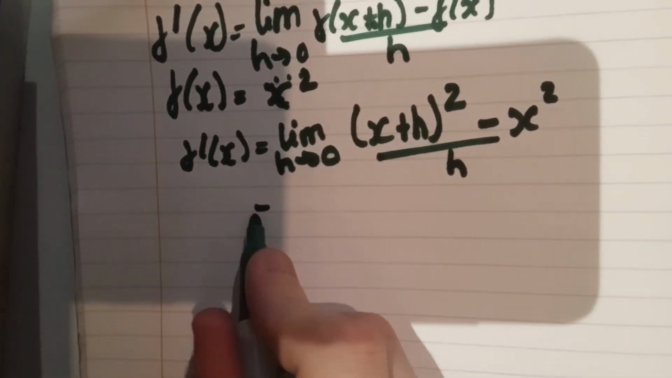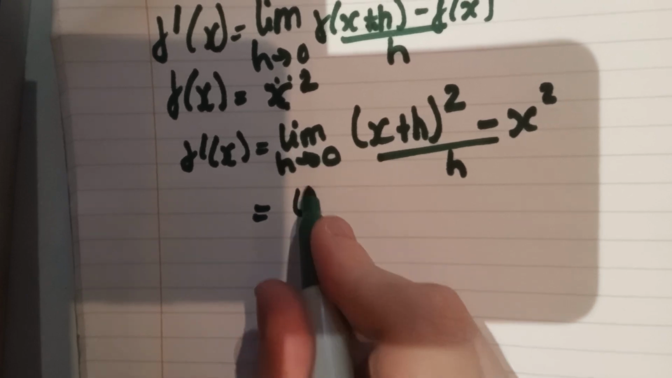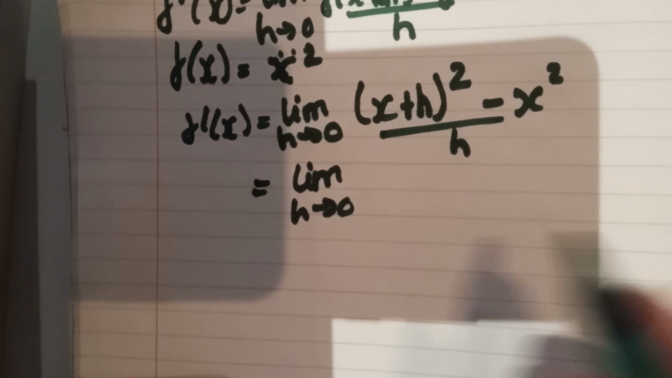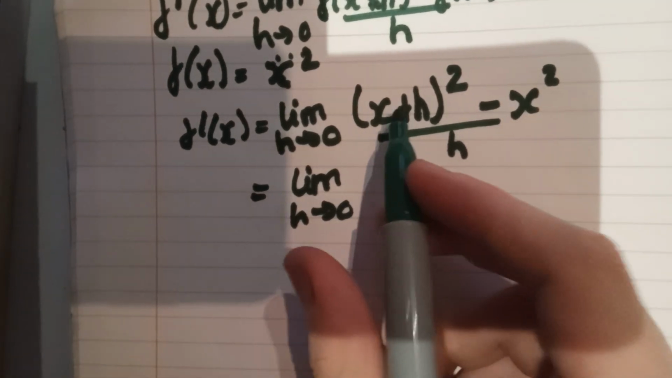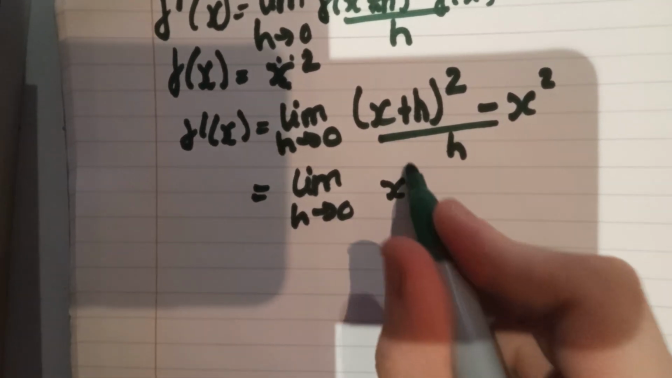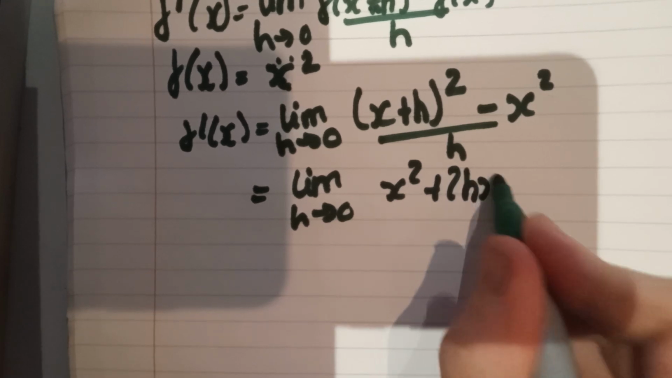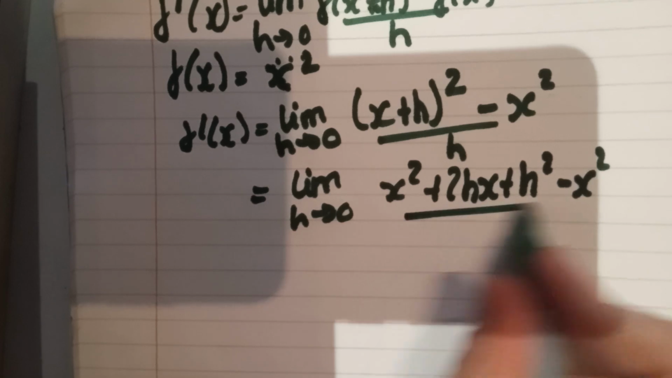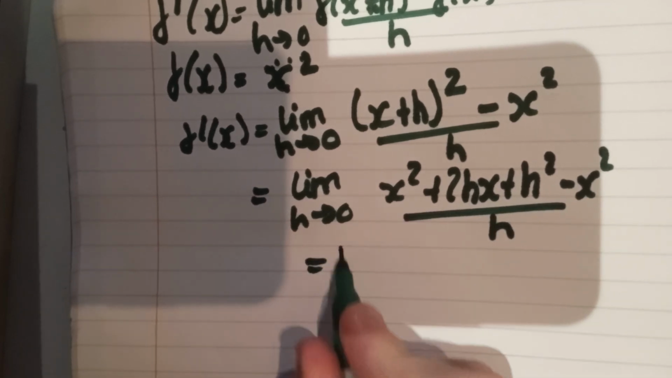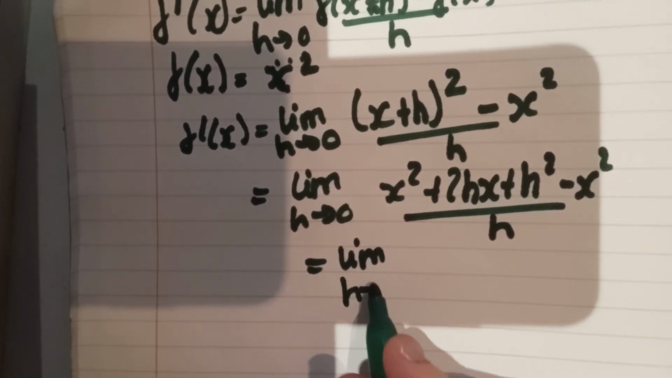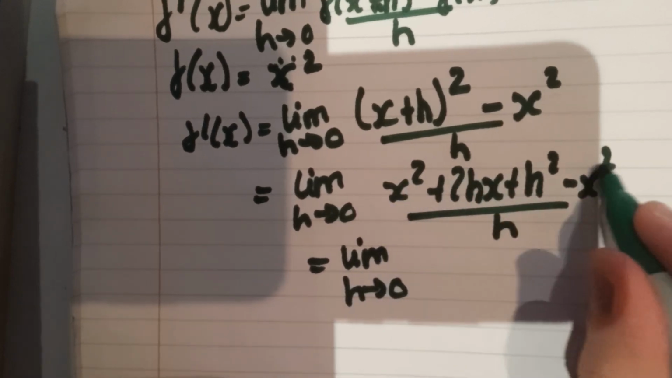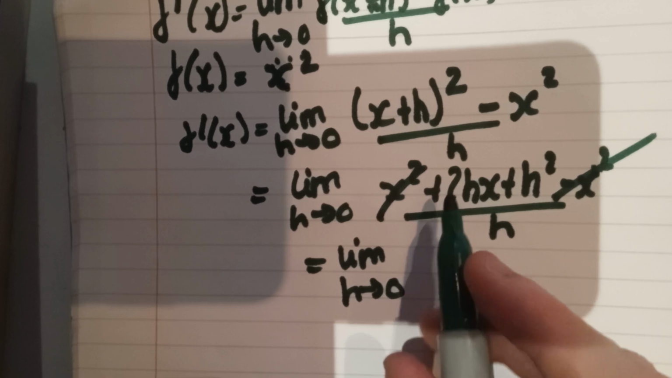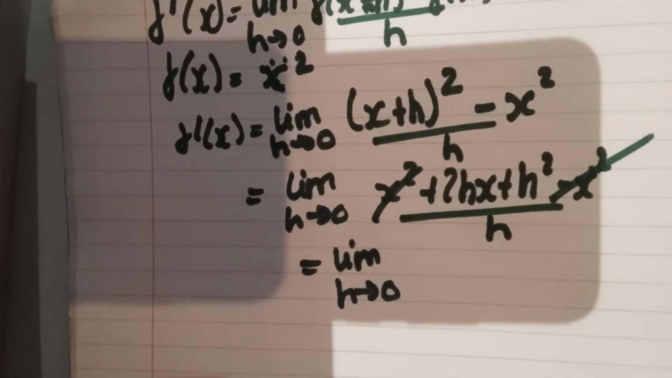Now, always put the limit as h approaches 0, by the way. You always have to put limit as h approaches 0 every single time. We can expand the x plus h squared to get x squared plus 2hx plus h squared minus x squared over h. This equals the limit as h approaches 0. See these x squareds? They cancel. That's how you can tell if you've done it right. If these cancel, then you've done it right.